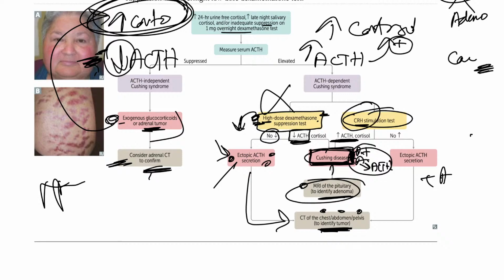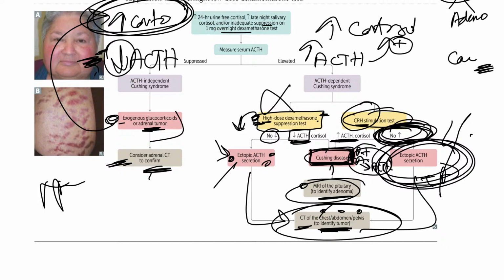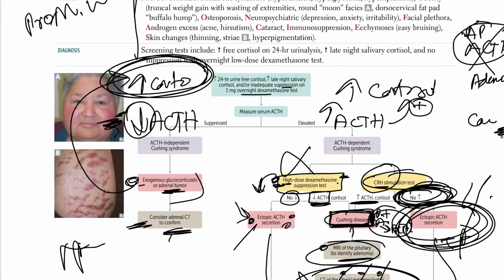You give CRH, and there is no increase in ACTH level because your ectopic ACTH, which is your paraneoplastic small cell lung cancer or bronchial carcinoid, is not going to respond. So there is no increase in ACTH. And then you check with a CT of the chest, abdomen, pelvis. Again, everything: chest, abdomen, pelvis, to identify the tumor. Hope that makes sense. With that, we are done with Cushing's.